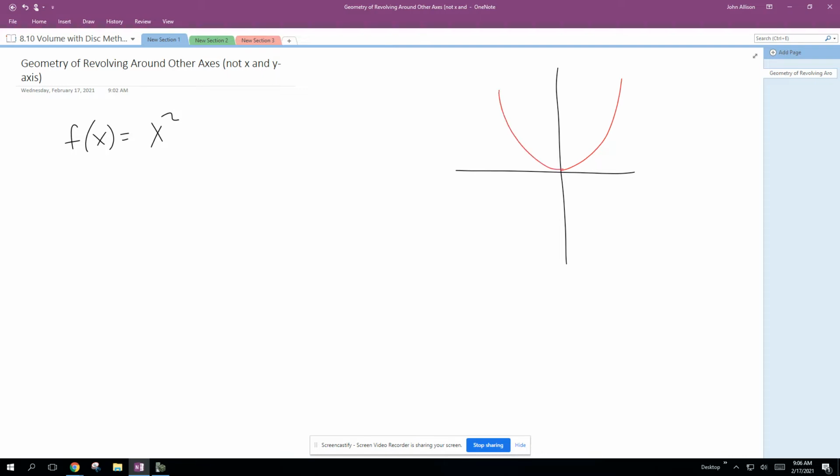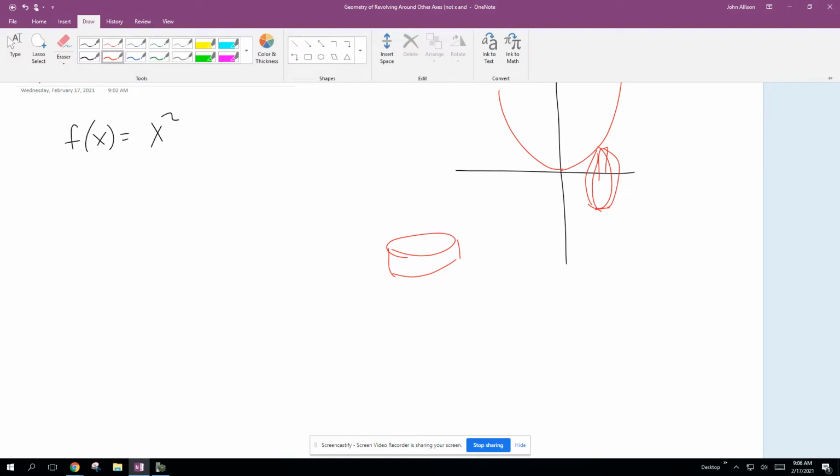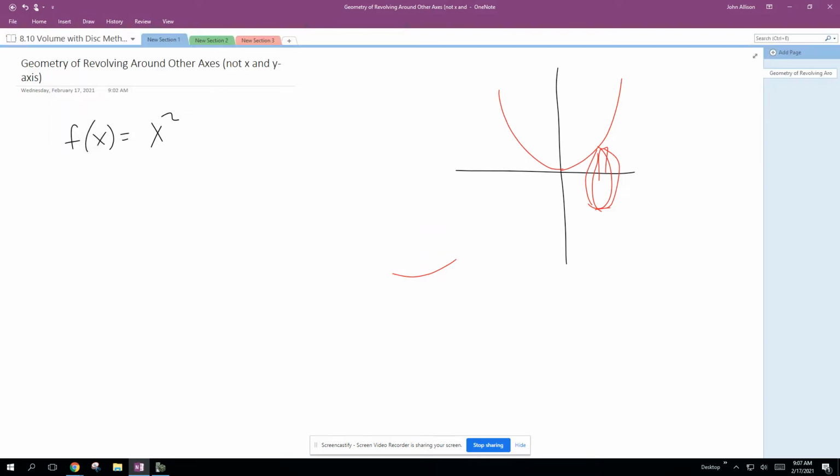And what we learned to do before was to rotate that around the x-axis to create a disk that we would then pull out. And we would find the volume of that one disk, and we would integrate, because there's an infinite number of those disks, as we would go from our lower limit of integration to our upper limit of integration.